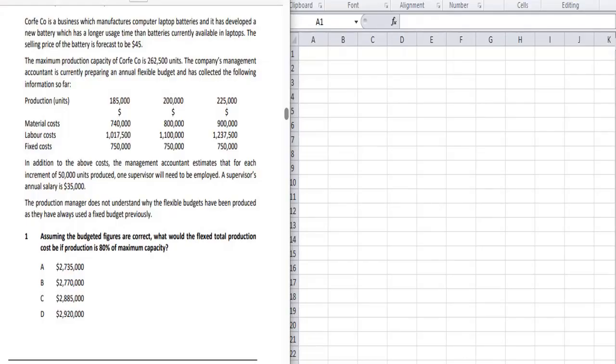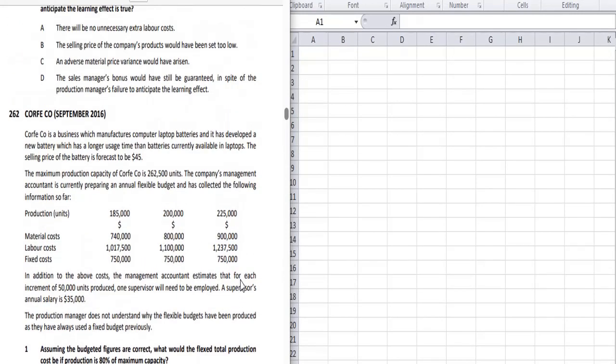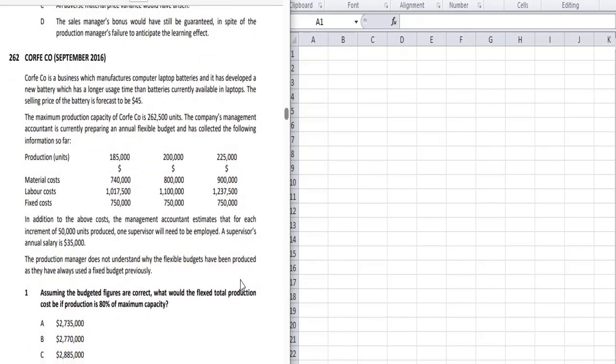So in this video we are going to do the Corfe company question from the Kaplan kit of the F5. The first question is on page 262. What's the first requirement? Assume the budgeted figures are correct. What would the flexed total production cost be if the production is 80% of the maximum capacity?